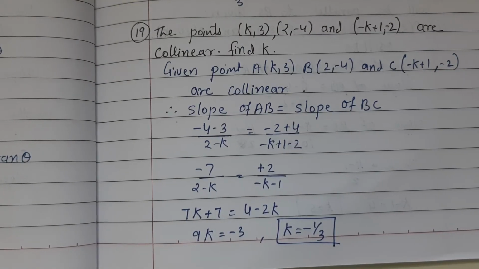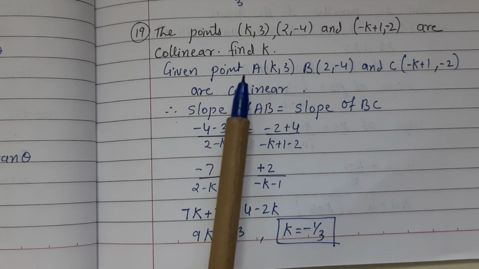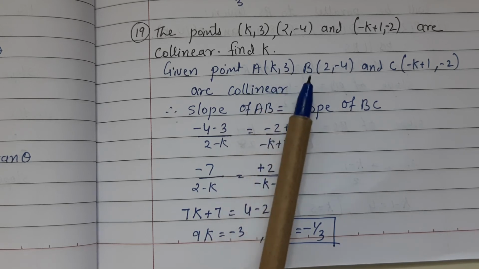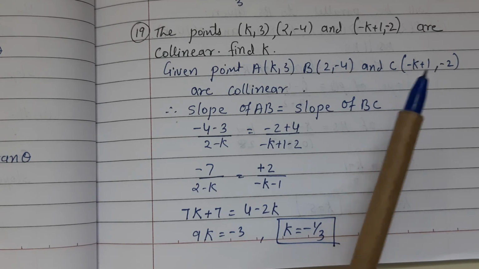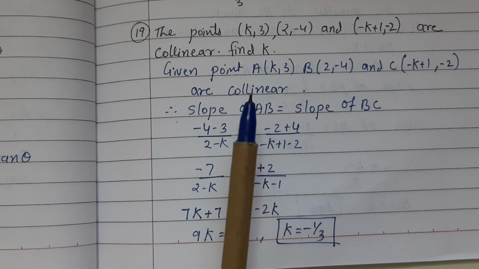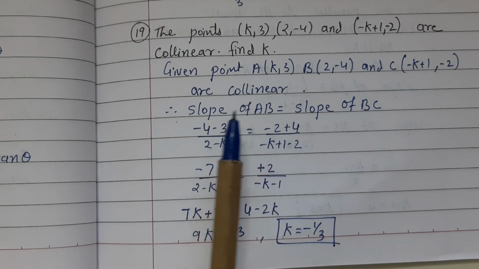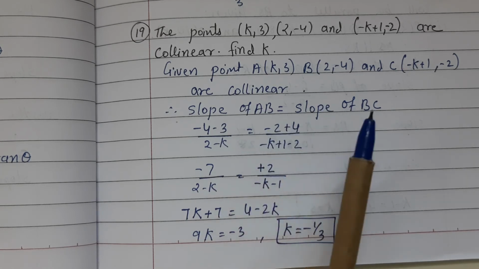Sum number 19. The points A(k, 3), B(2, -4) and C(-k+1, -2) are collinear. Find k. The given points A(k, 3), B(2, -4) and C(-k+1, -2) are collinear, which means slope of AB equals slope of BC.